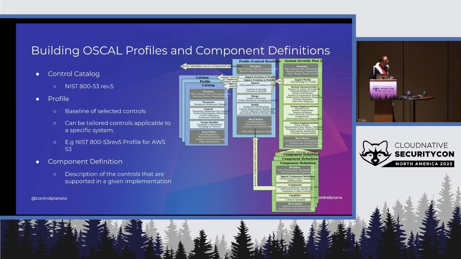So there are three documents that we will dig into here. Catalogs are collections of controls maintained by an organization or by a standards body. So in this case, we'll be referencing NIST 800-53, which has been codified into OSCAL for us at 173,000 lines of YAML. Profiles, baselines, of selected controls. And so NIST has high, medium, and low baselines for NIST 800-53. But we can also create profiles for specific components, such as an S3 profile that details all of the NIST 800-53 controls applicable to S3. Finally, component definitions are a more detailed description of controls supported in a given implementation referencing a control from a profile.